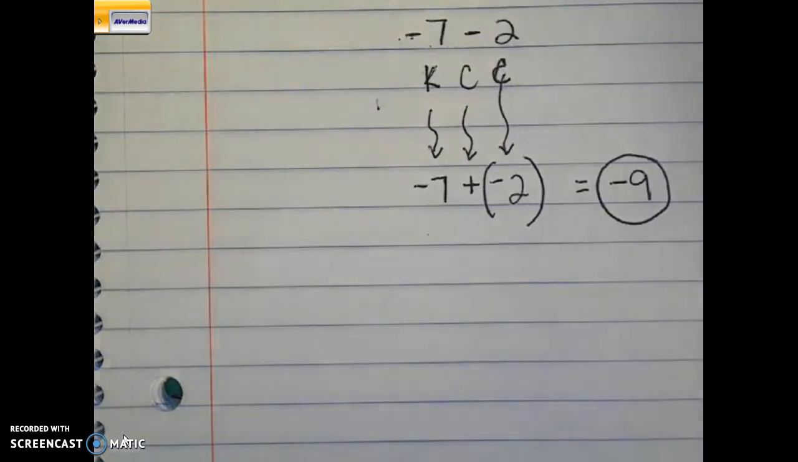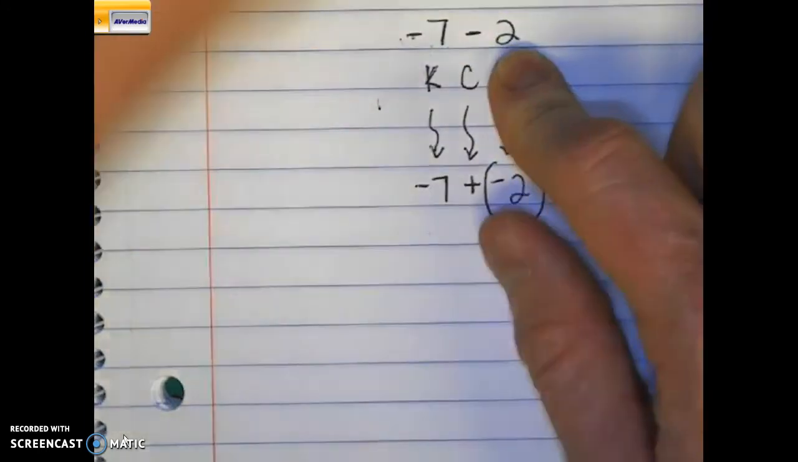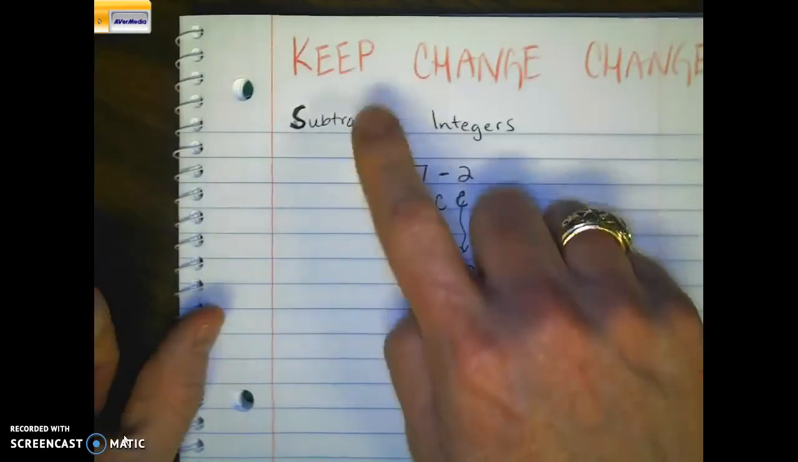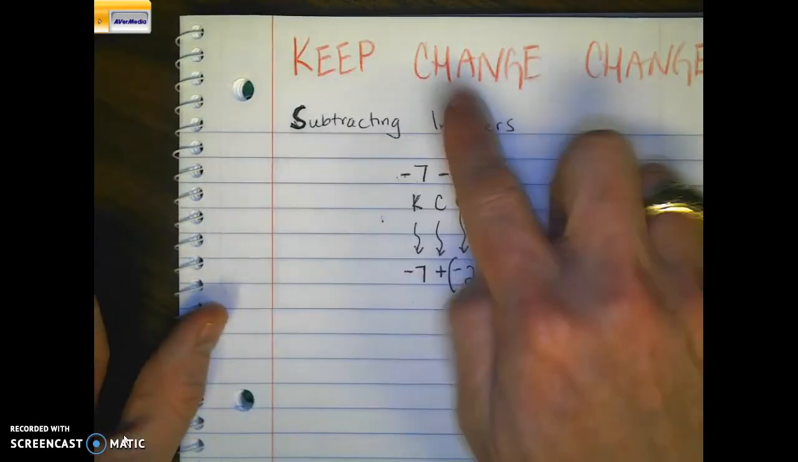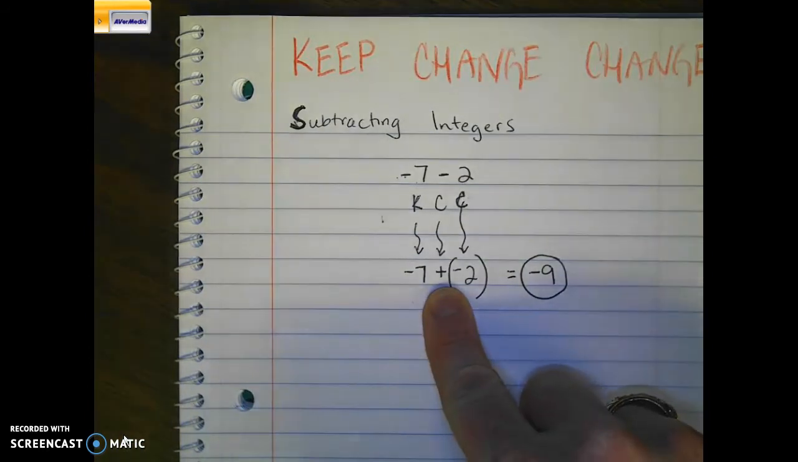You know what? We've gone over enough examples. We will continue this tomorrow. Thank you for watching the video. We will definitely cover this tomorrow. The main thing you need to remember is subtracting integers is keep, change, change. When you keep, change, change, it changes to adding integers, and you'll be good to go.